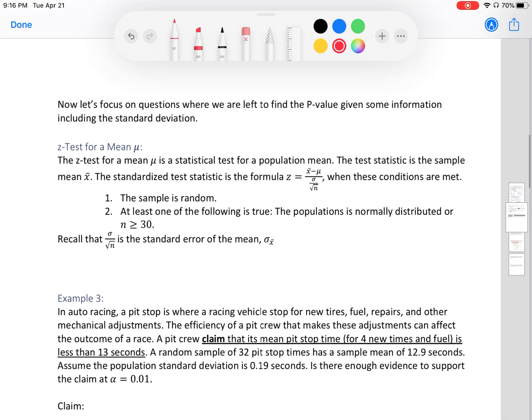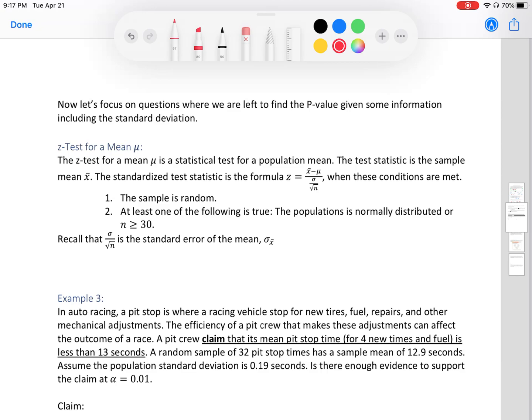let's continue. Now let's focus on questions where we are left to find the p-value given some information, including the standard deviation. Z-test for a mean mu. The z-test for a mean mu is a statistical test for a population mean. The test statistic is the sample mean x bar. The standardized test statistic is the formula z is equal to x bar minus mu divided by sigma over the square root of n.